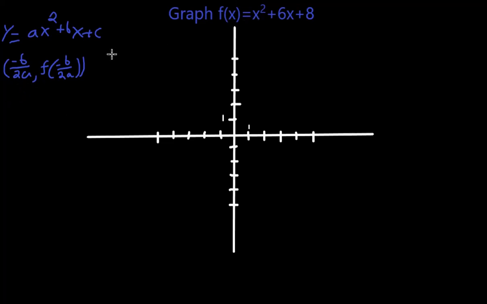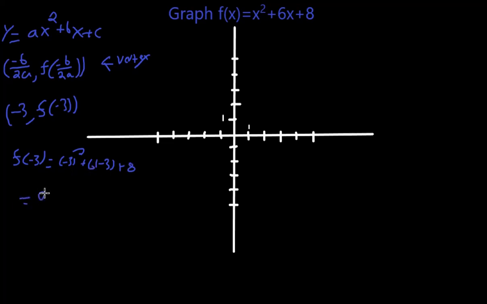Here we see that negative b over 2a is negative 6 divided by 2. So this is going to be negative 3. And we're going to have f of negative 3. And this is the vertex. Okay, so now let's calculate f of negative 3. This equals negative 3 squared plus 6 times negative 3 plus 8. This is going to become 9 minus 18 plus 8. 9 minus 18 is negative 9, plus 8 is negative 1. So that means that our vertex is negative 3, negative 1.